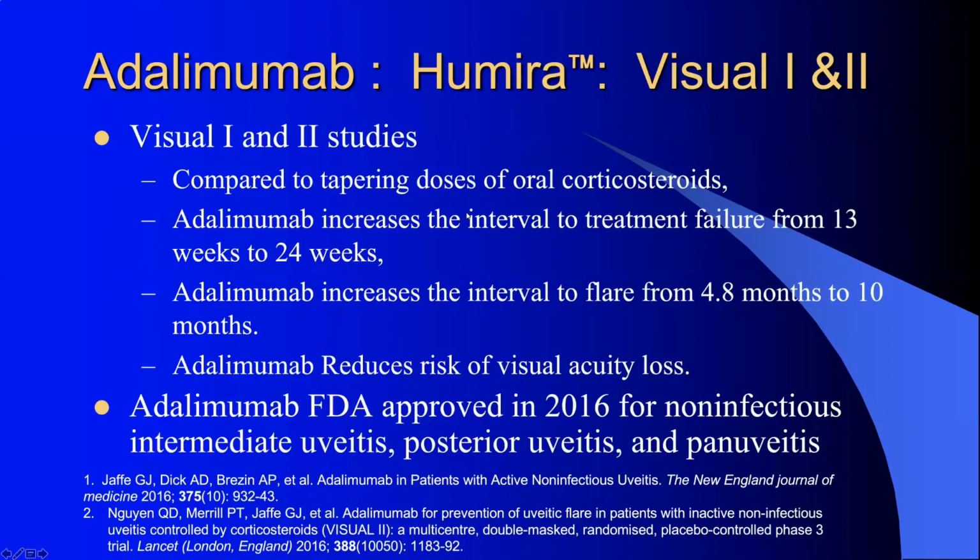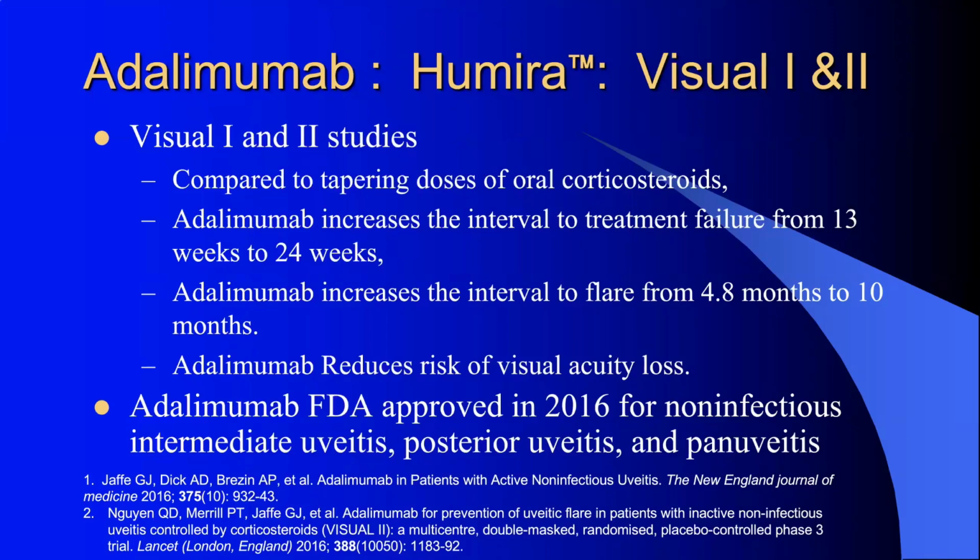Adalimumab was studied in a very robust randomized clinical trial looking at control of non-infectious intermediate, posterior, and panuveitis in adult patients. Adalimumab was approved in 2016 based on the results of the VISUAL 1 and VISUAL 2 studies, which compared adalimumab to tapering doses of oral corticosteroids. What did we find? Adalimumab increases the interval to treatment failure from 13 to 24 weeks, and it increases the interval to flare from 4.8 months to 10 months.